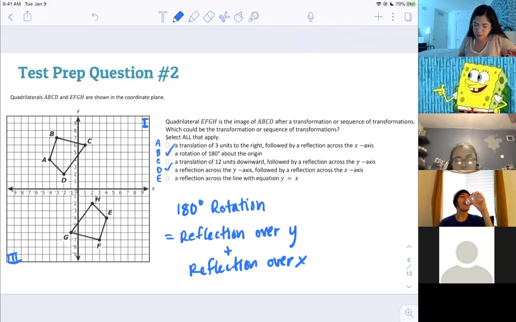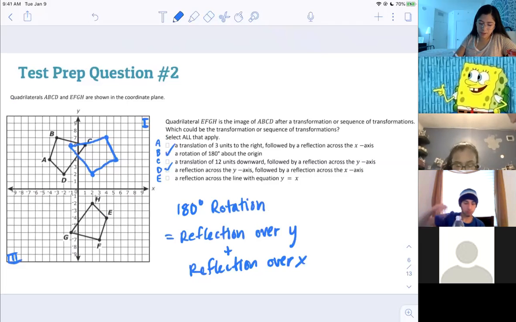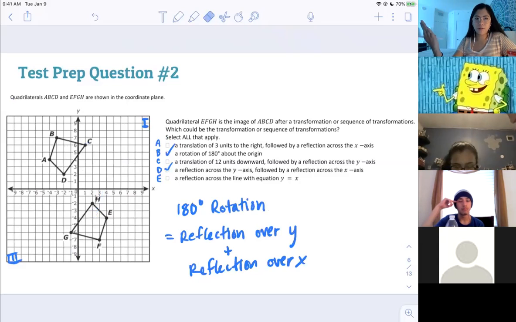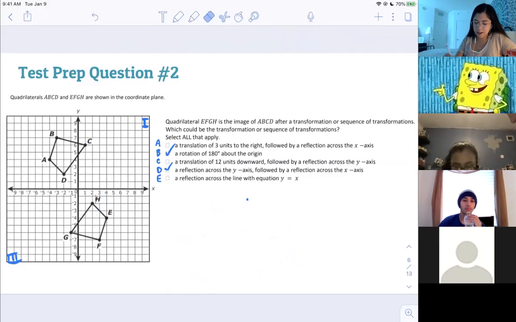So if you reflect over the y-axis first, it's going to end up in quadrant 1. I'm not going to make it perfect, just to try and show. It'll be something like this. So it'll be there first, and then once you reflect it over the x-axis, it'll end up lining up with EFGH. So a 180-degree rotation is the same thing as two reflections, once over the y-axis, once over the x-axis. Any questions on this one? Anybody want me to show why another answer choice was incorrect?